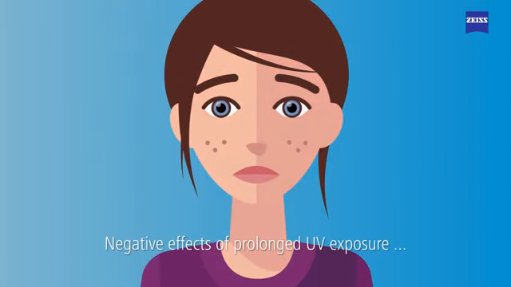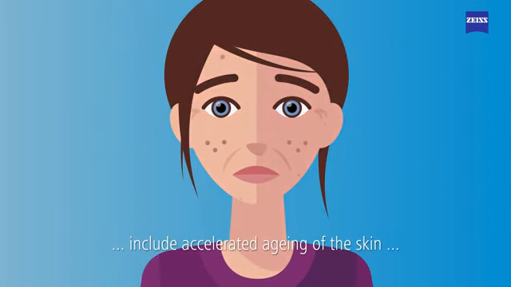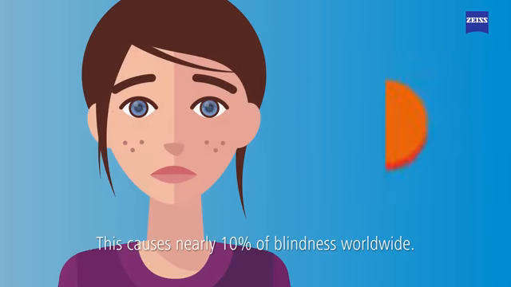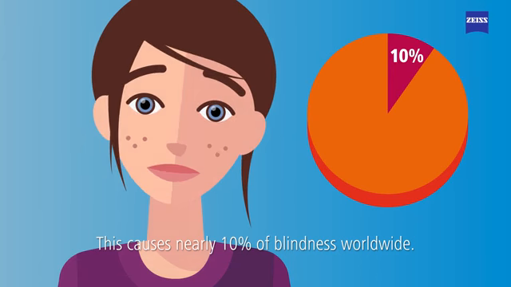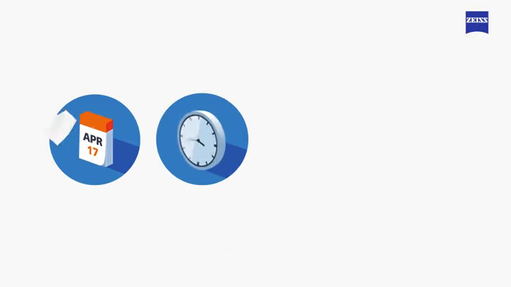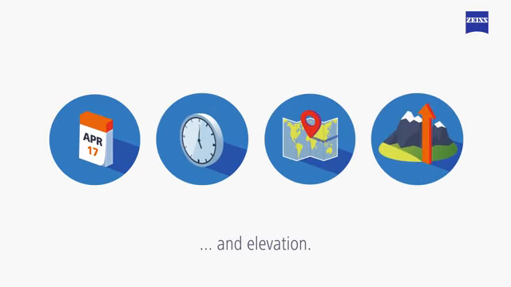Negative effects of prolonged UV exposure include accelerated aging of the skin caused by UVA radiation. And it can also result in eye diseases such as cataracts. This causes nearly 10% of blindness worldwide. But don't worry. Apart from season and weather conditions, the UV intensity always depends on day, time, region, and elevation.